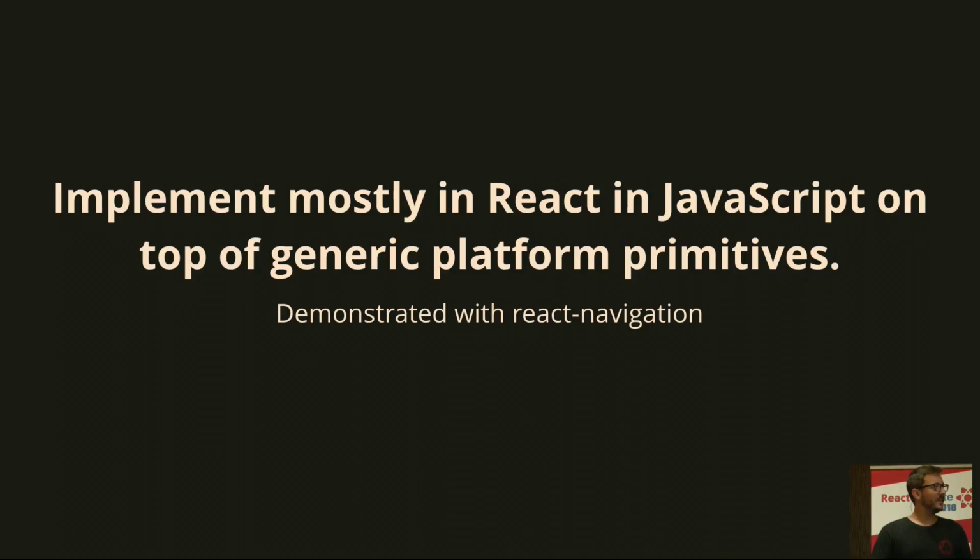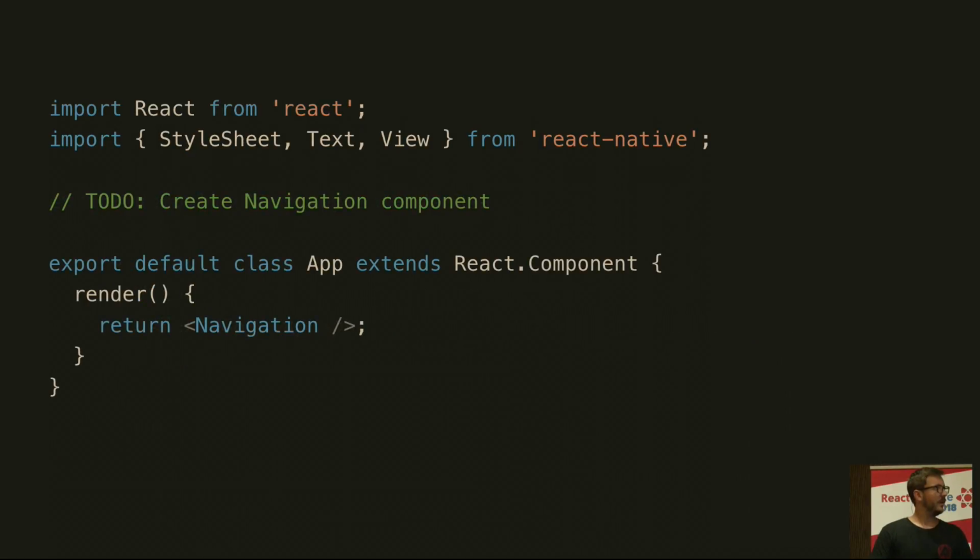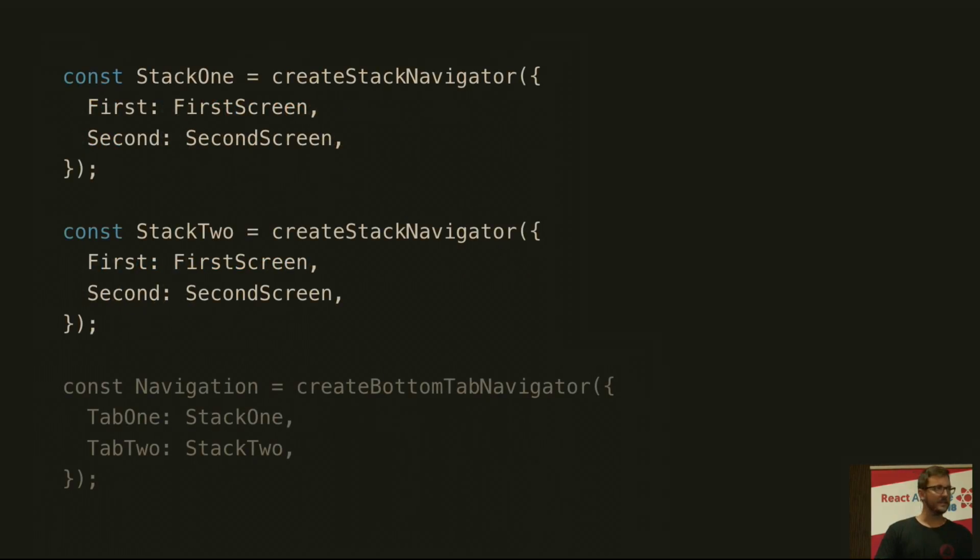Another option, the second option, is to implement the navigation APIs mostly in React and JavaScript on top of generic platform primitives. And so we'll look at React Navigation for this. Again, going back to this Hello World app, what we need to do to make this work with React Navigation is render some navigation component at the root. So not a significant change.